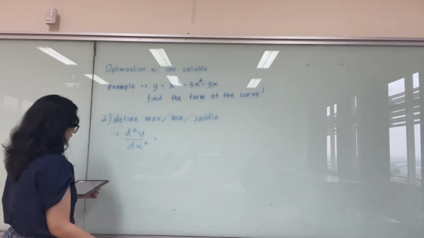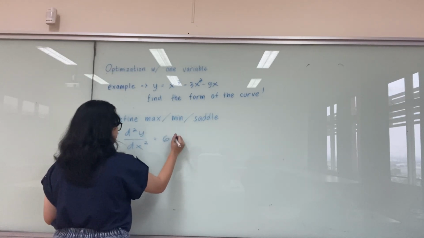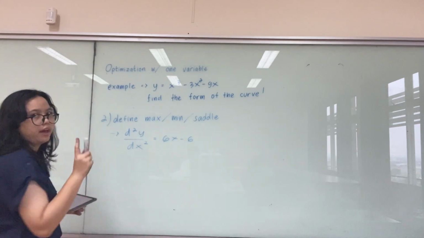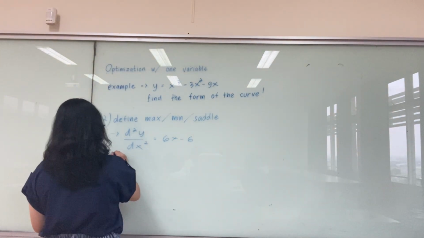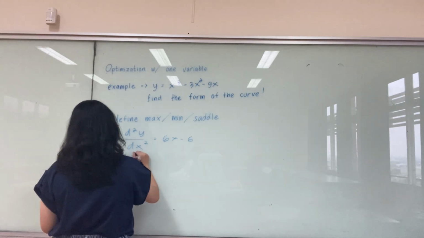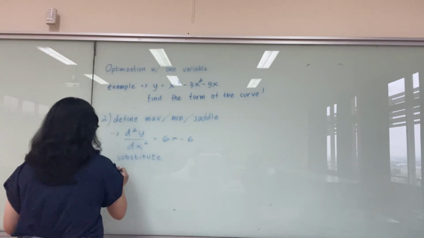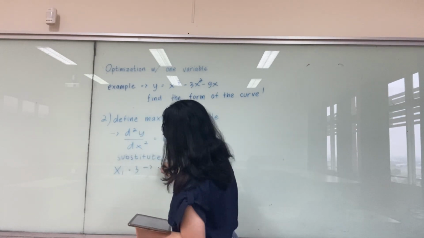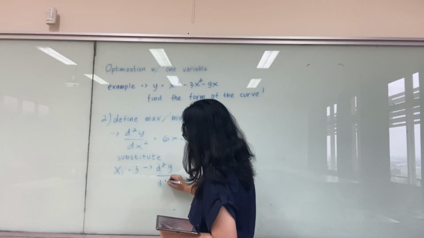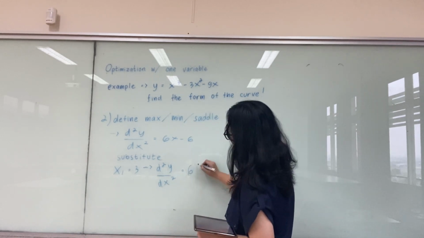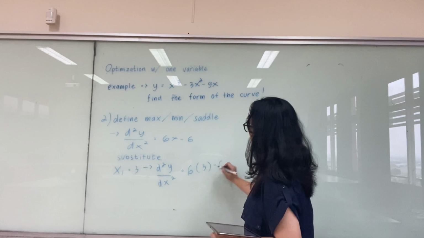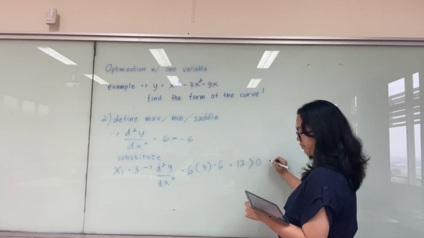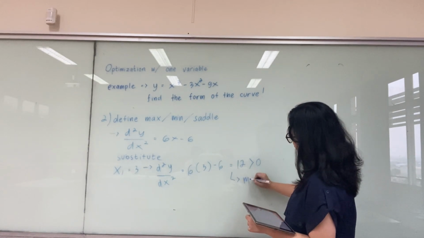Okay. The second derivative of this function is 6x minus 6. From this, we are going to substitute the x1 and the x2. From the first x, which is 3, d²y/dx², which is 6 times 3 minus 6, means it is 12. So from the condition, we can conclude that it is bigger than 0. That means it is going to be a minimum point.